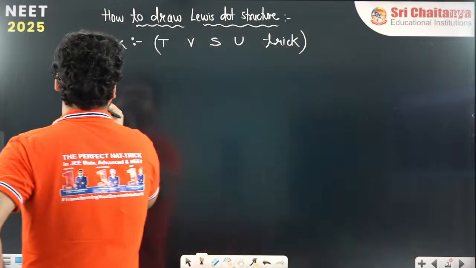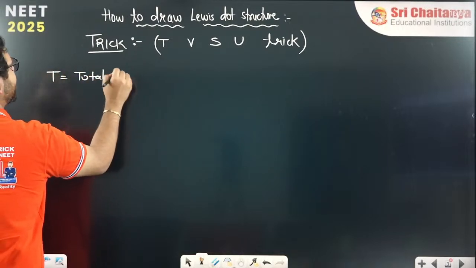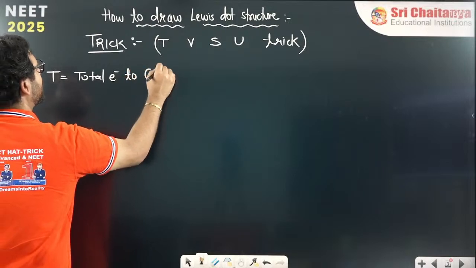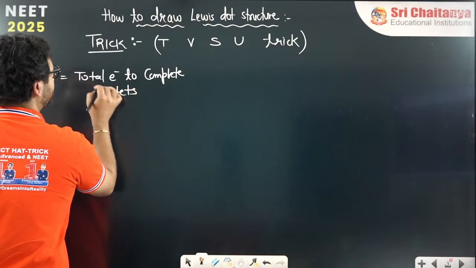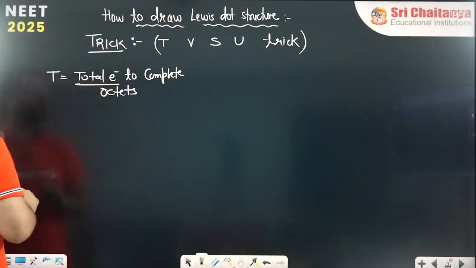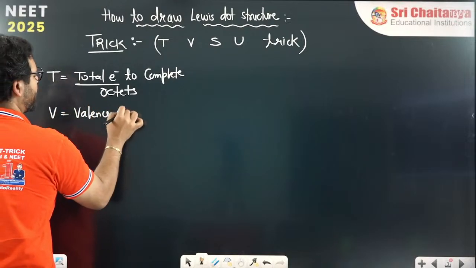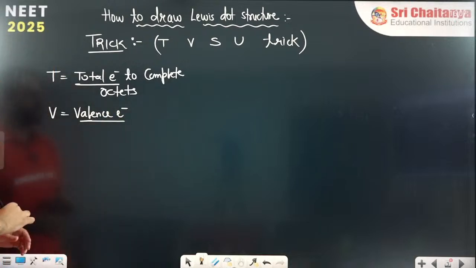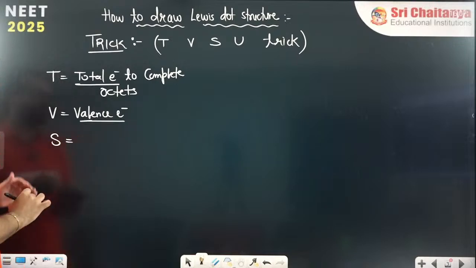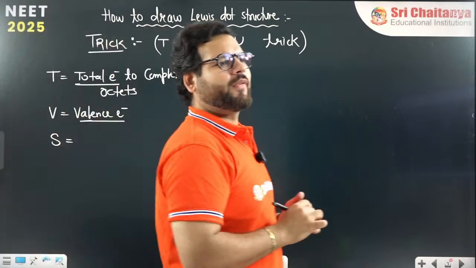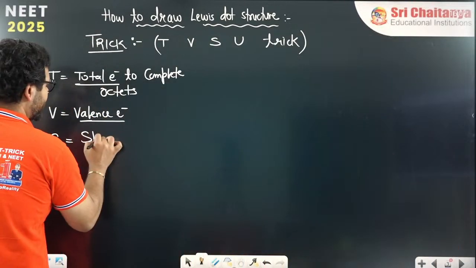TVSU trick. Here T represents total electrons to complete octets. So T means total. V means valence electrons. S means shared electrons. So when you do T minus V, you will reach S. S means shared electrons.